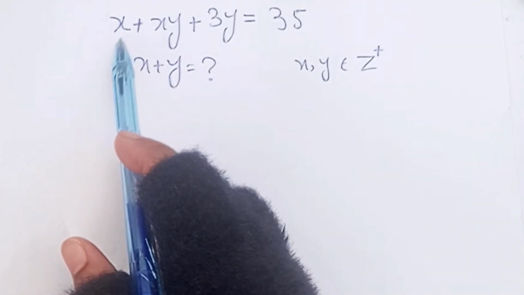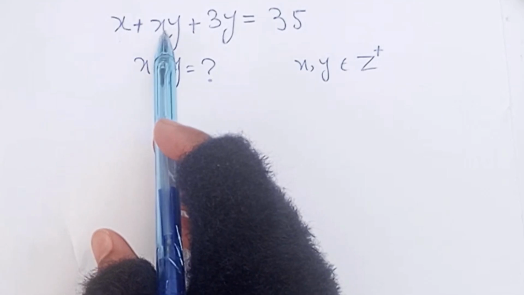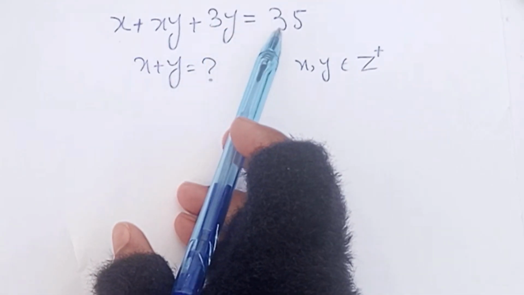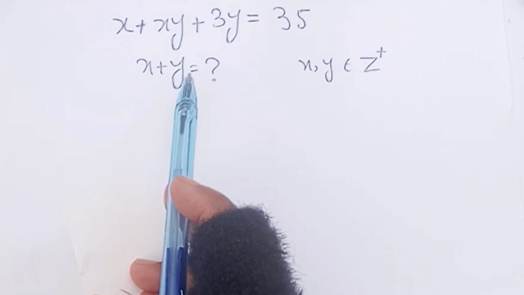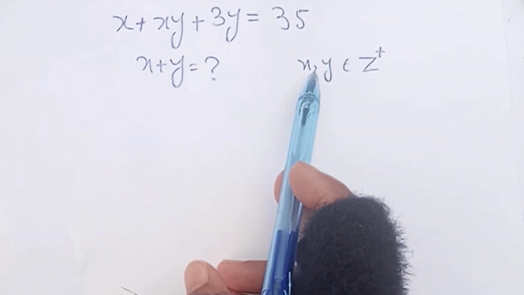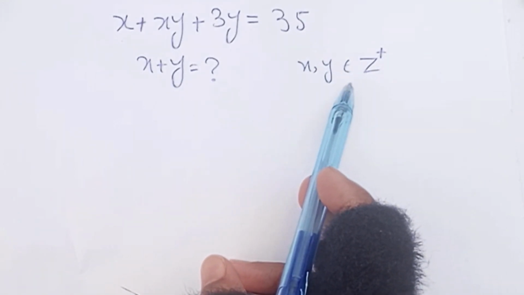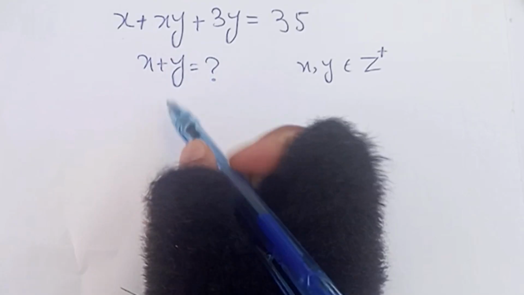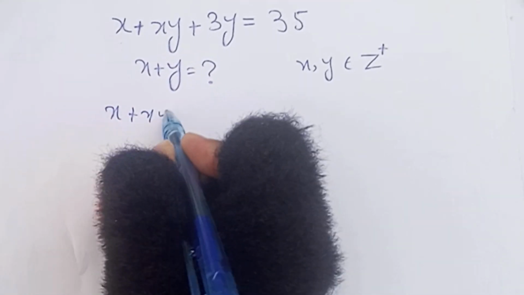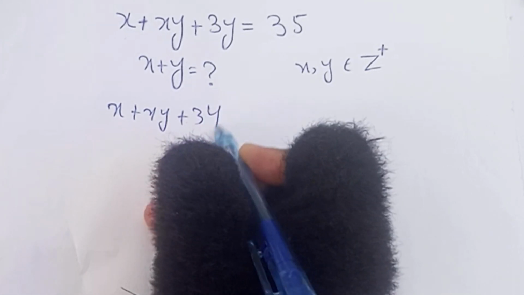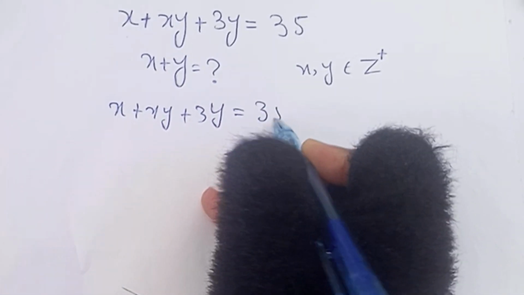And the question is: x plus the product of xy plus 3 times y is equal to 35. Then we find the value of x plus y in our question. And x and y belong to positive integers. So let's start. This is x plus xy plus 3y is equal to 35.